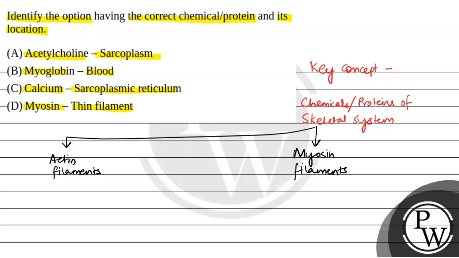The actin filaments in a sarcomere form the thin filaments and myosin filaments are the thick filaments. Both of these are proteinaceous in nature. So the most important proteins of the skeletal system are both actin and myosin, which together form the sarcomere.